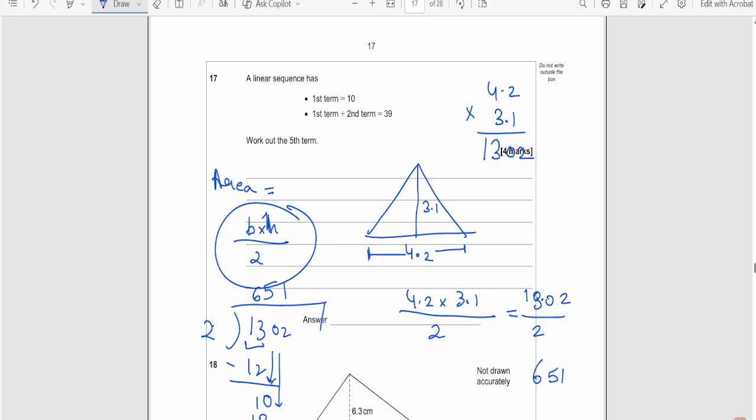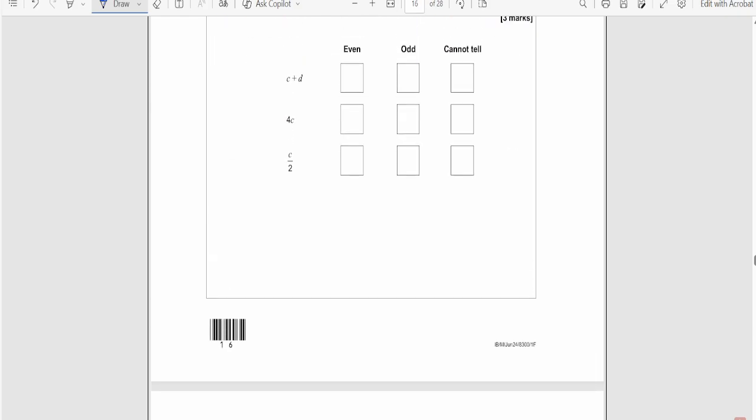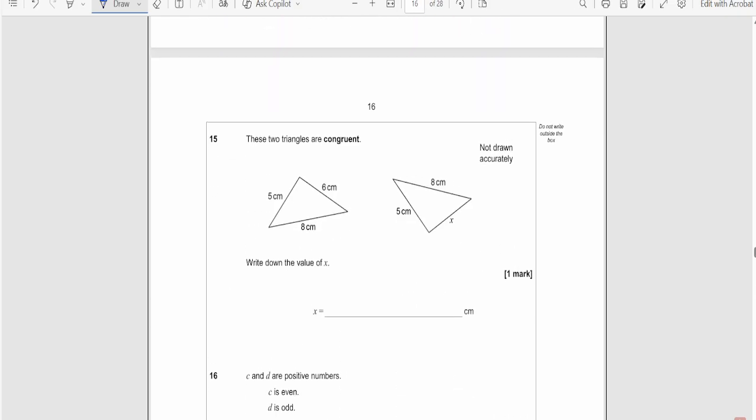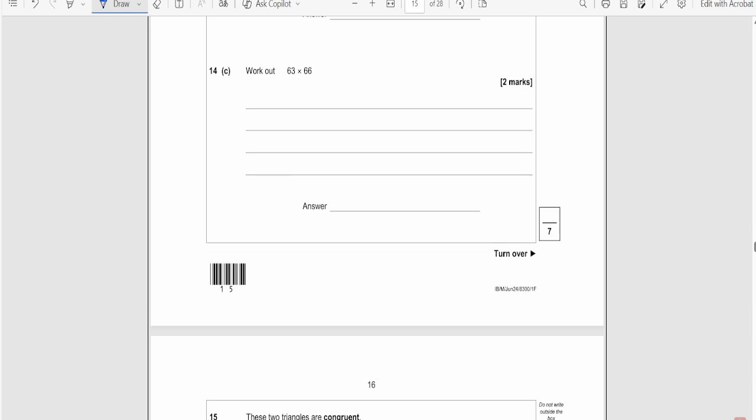Where should I put the decimal? Between 6 and 5, because after the decimal there were 2 digits, so there should be 2 digits. So 6.51 is our answer, okay? Clear?